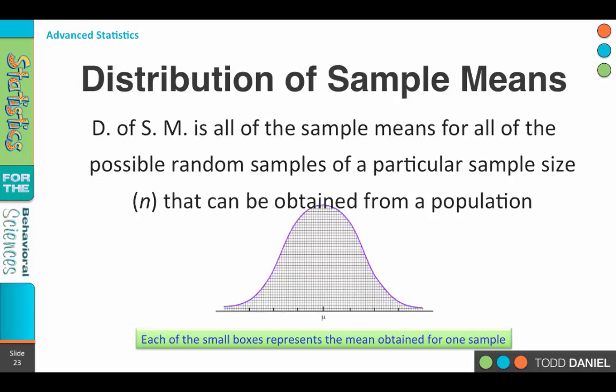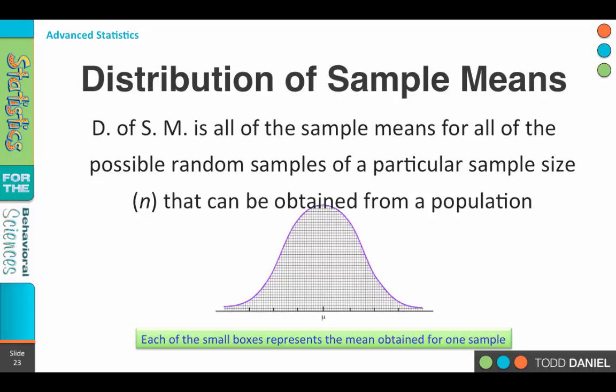Now, let's break that down. Let's start with something we already know. We know about a distribution of scores, of raw scores, and they form the normal curve, this bell-shaped curve that we've used several times before. So every score is represented underneath the bell curve. Well, what if instead of creating a distribution with just raw scores, we started doing sample means?